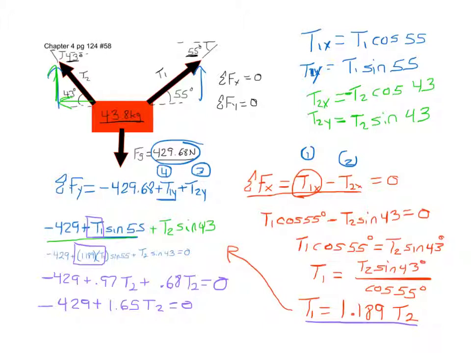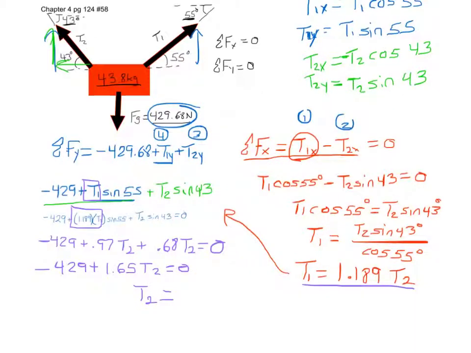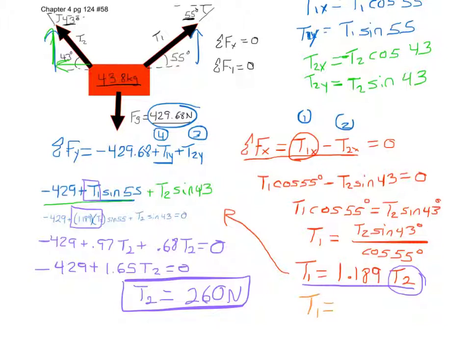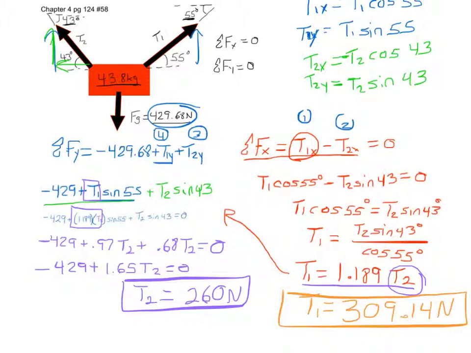Then we solve for T2 and we end up with 260 newtons. And once we have T2, we can then plug it in back here and find our T1. And we find out that 260 times 1.189 gives us 309.14 newtons. So then, unless I didn't make any mistakes, there's our two tensions.